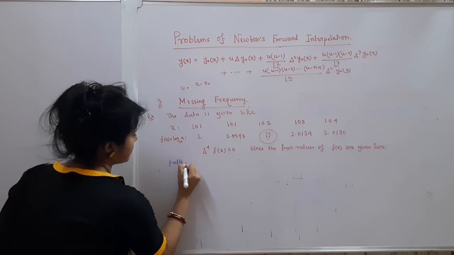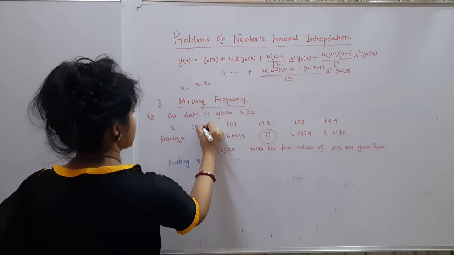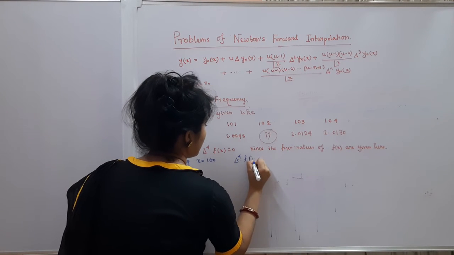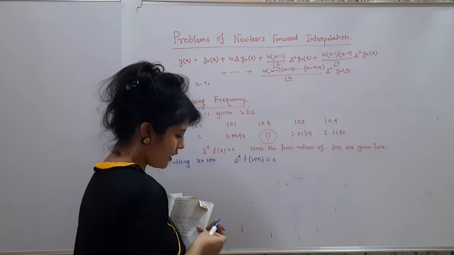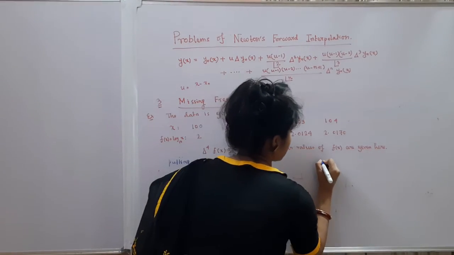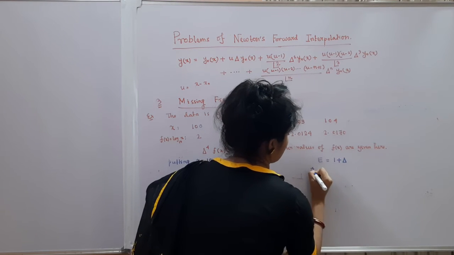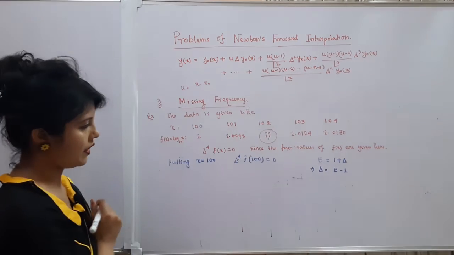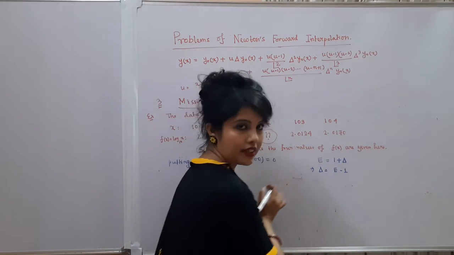Okay, so putting x equal to 100, first x equal to 100, we get delta 4 f of 100 is 0. Now I have already discussed the relation between the forward difference operator and the shift operator. What was the relation? The relation was E is equal to 1 plus delta. So the other way you can write it is delta equals E minus 1. In my previous videos I have already discussed how the relation can be created.